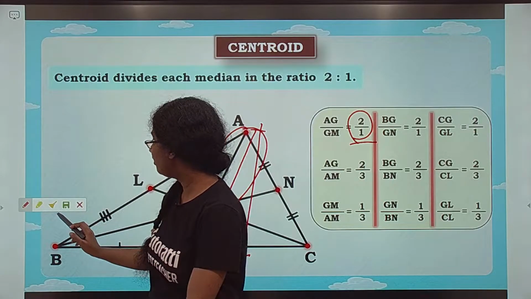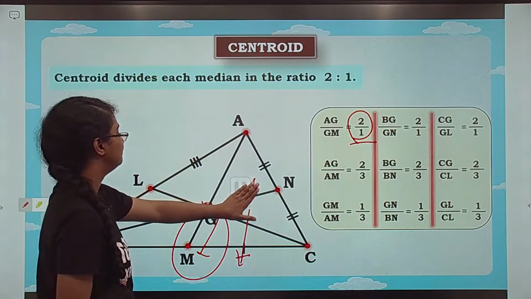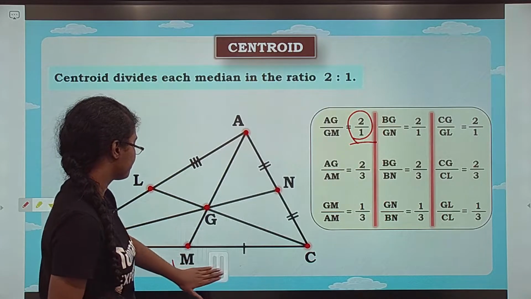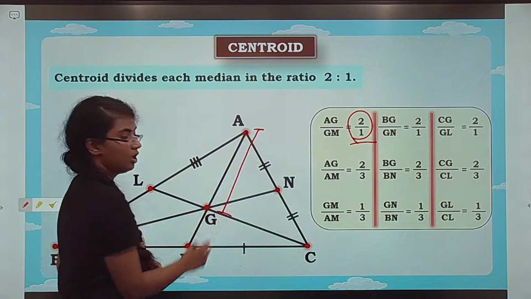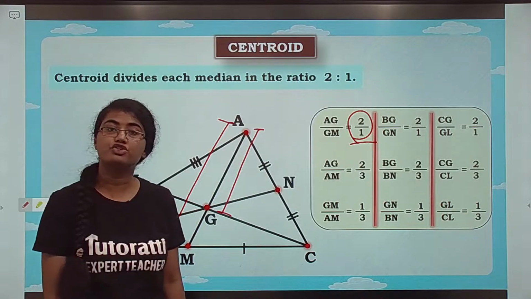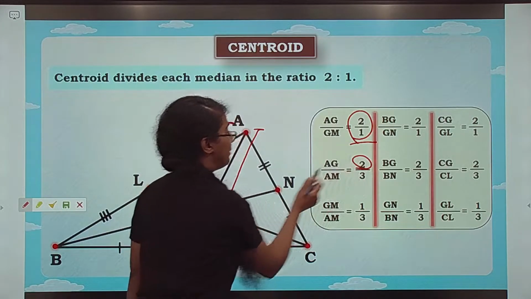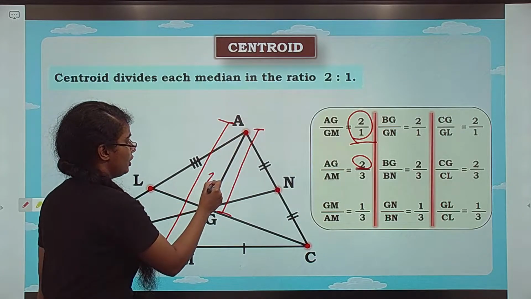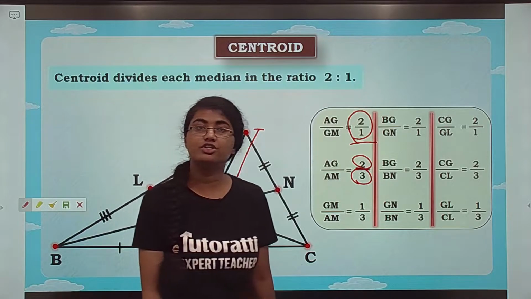Then what if I do this? What if, say for example, I go with the other ratio. Now I'm taking AG and a ratio of the entire median. So what happens? AG is 2, but now AM, 2:1, ये हो गया पूरा 3. Did you understand this? Okay.